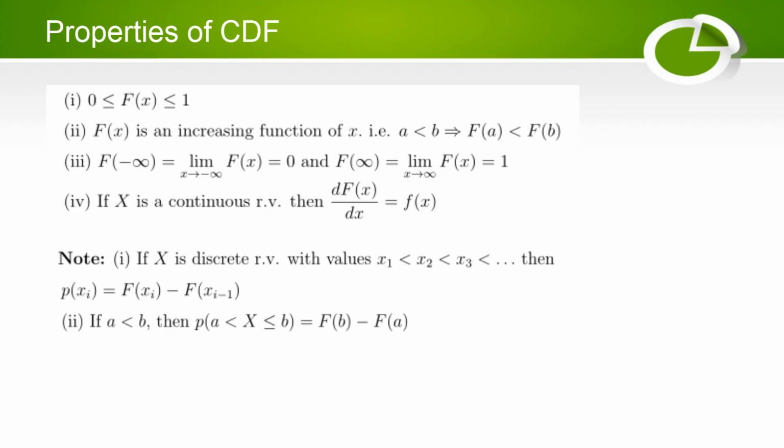Note: if x is a discrete random variable with values x1 < x2 < x3 < etc., then P(xi) = F(xi) − F(xi−1). If a < b, then P(a < X ≤ b) = F(b) − F(a).